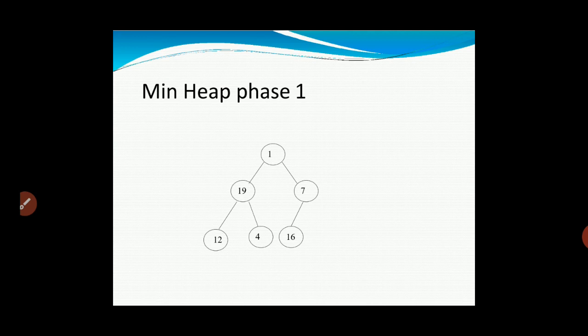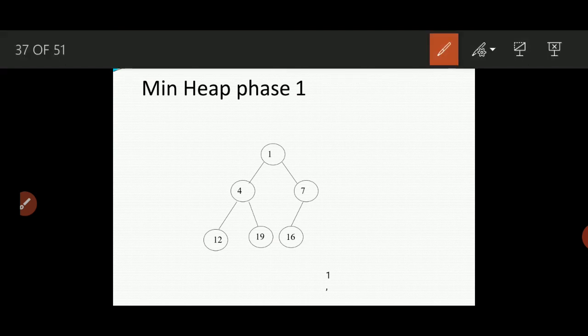So 16 and 7 are also exchanged, but here there is one problem again, so we apply the min heap again and find the exact position of 19. Here this is 12 and this is 4, but 4 is lesser than the value of 12, so 19 is shifted to 4. Okay, this is the min heap. And how do we extract from the min heap?